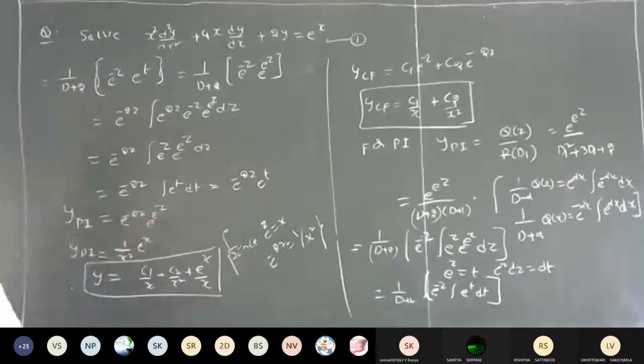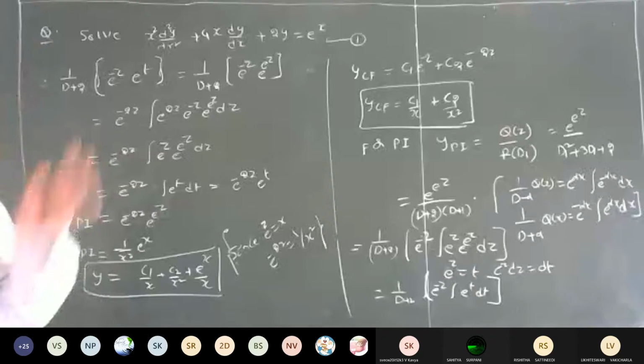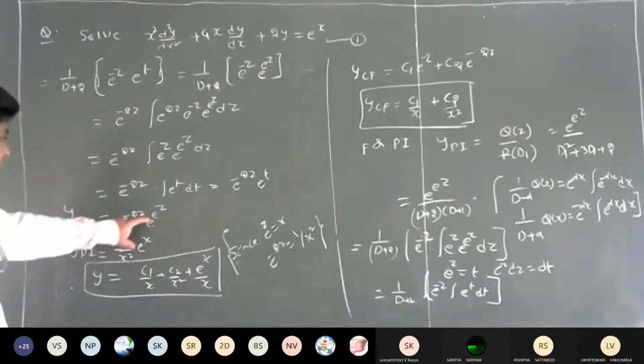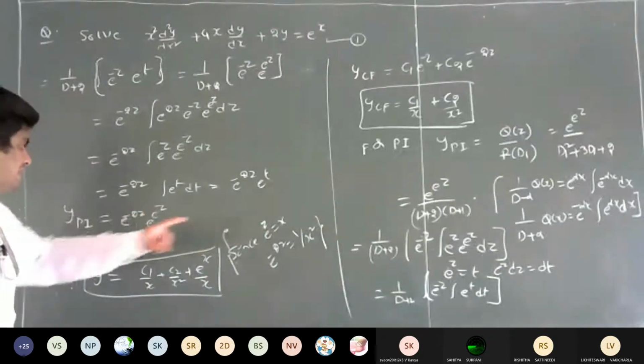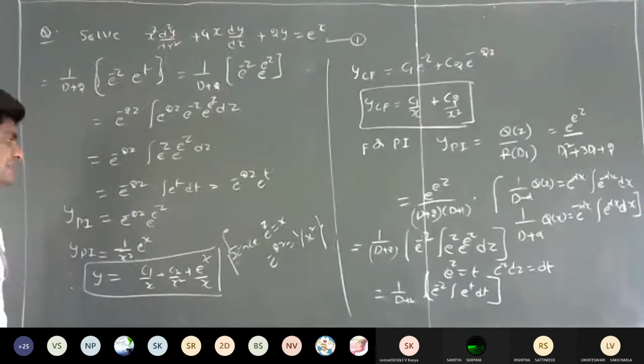But the given problem is in terms of x, so the answer should be in terms of x. Because of that, I am replacing e power z by x, and e power minus 2z is nothing but 1 by x square. So finally, the answer becomes in terms of x.